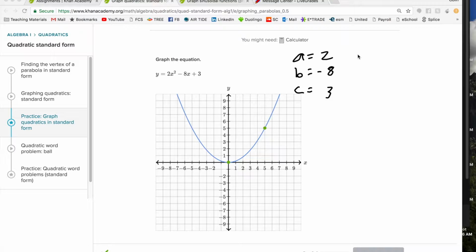Okay, so go ahead and try to find the x-coordinate of the vertex. Let's find the vertex first. Vertex is going to be here. Let's say that's -b over 2a. And let's make sure we use our parentheses.